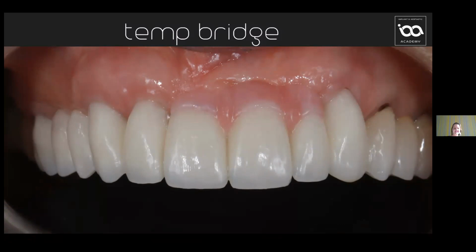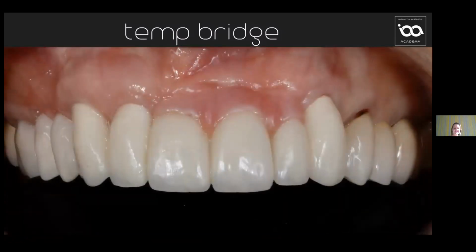She lived abroad. And when she came back, and this bridge we made in one piece, by the way, because it was a temp, it was just easier to manufacture and work for her. You'll see this was 2 months later, and you can see on the canine, on the 2-3, that the soft tissue has receded just ever so slightly. But bear in mind, there's no horizontal margin. So all I have to do is place cord, take a new impression, and off we go.